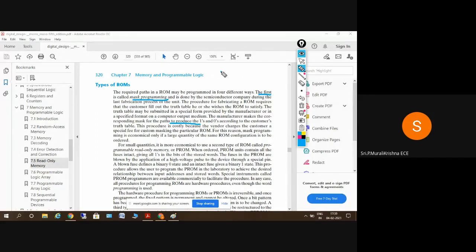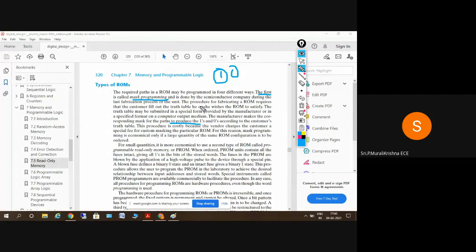He'll establish the connection whenever there is a 1, and he'll not establish the connection whenever there is a 0. The semiconductor industry will have some decoders and OR gates, and the connections between the decoders and OR gates will be given whenever there is a 1 in the truth table. The programming here refers to the hardware. So the connection is established whenever we have a 1 in the truth table, and whenever there is a 0, there is no connection between the OR gates and the decoders. This is called mask programming.